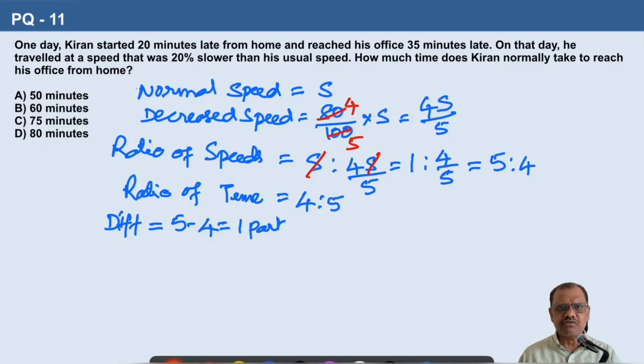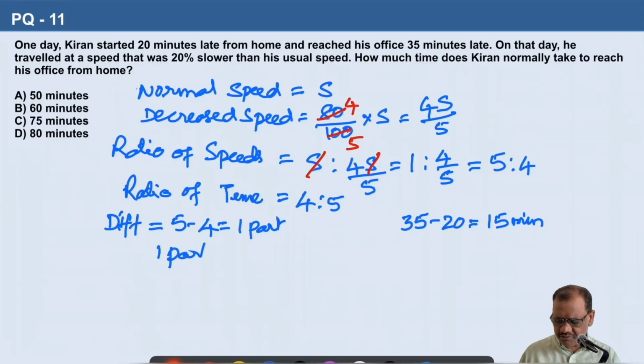According to the question, what is the difference between the timings? Kiran started 20 minutes late from home and reached his office 35 minutes late. When he started 20 minutes late, he would actually reach 20 minutes late, but he is reaching 35 minutes late. So the actual delay is 35 minus 20, that is 15 minutes. So this one part is equivalent to 15 minutes.